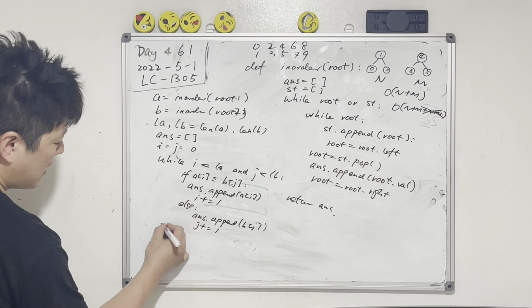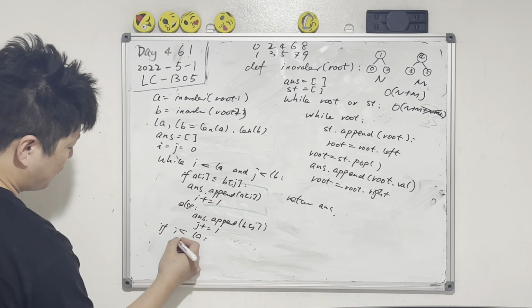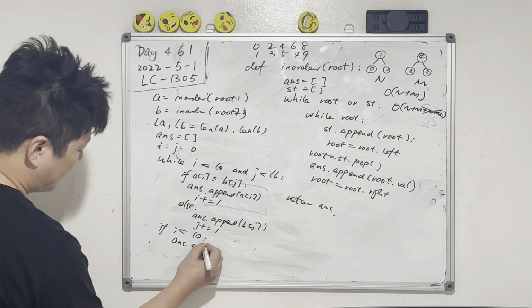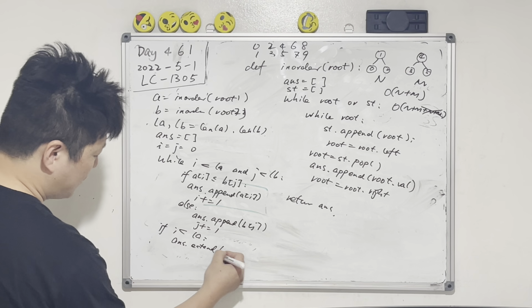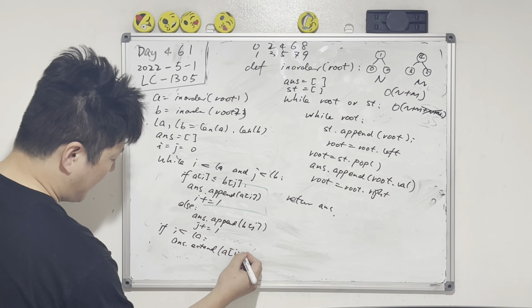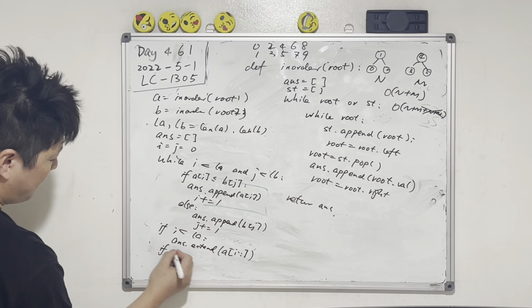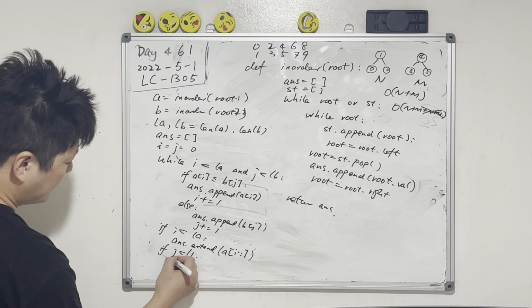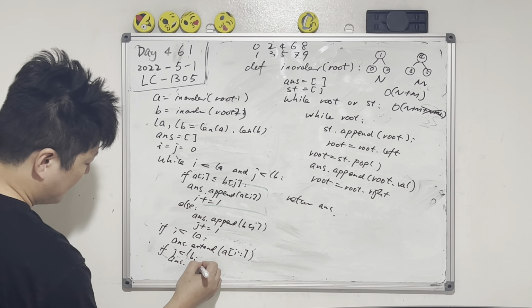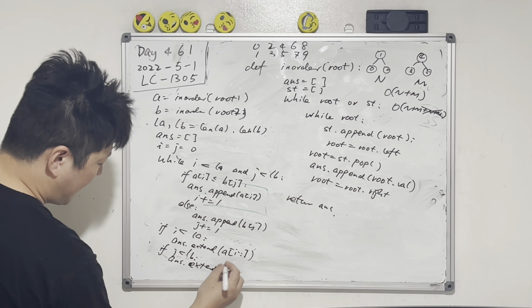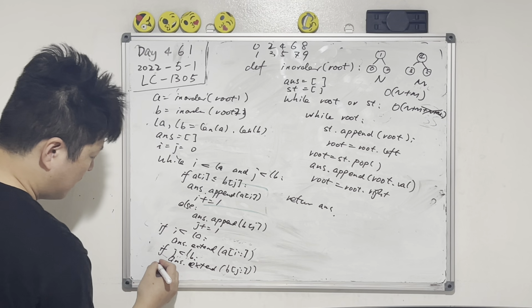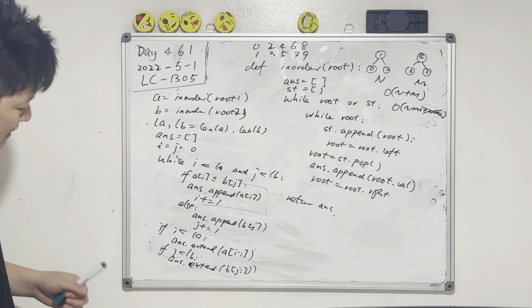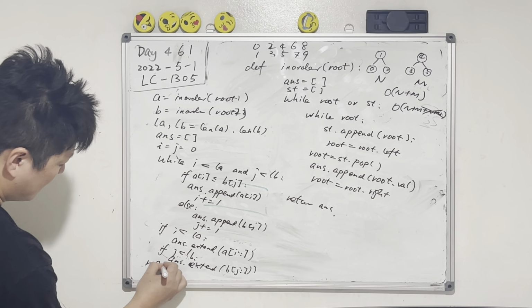So if i is smaller than la, then we answer.extend. We are using the extend function to take whatever is remaining, which is a[i:]. And then the same: if j is smaller than lb, answer.extend b[j:]. What does extend mean in English? Make it longer. Exactly. Okay, so return answer.